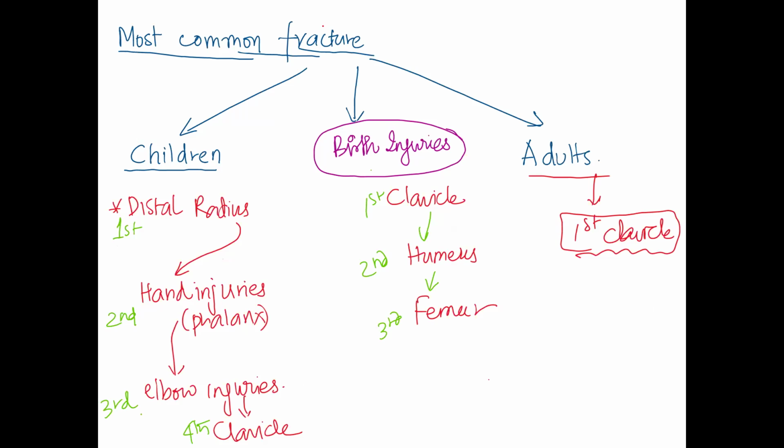What are the most common fractures? At the time of birth, clavicle is most common, second is humerus, third is femur. Whereas in children, distal radius is most common. This was asked as the PG bit.